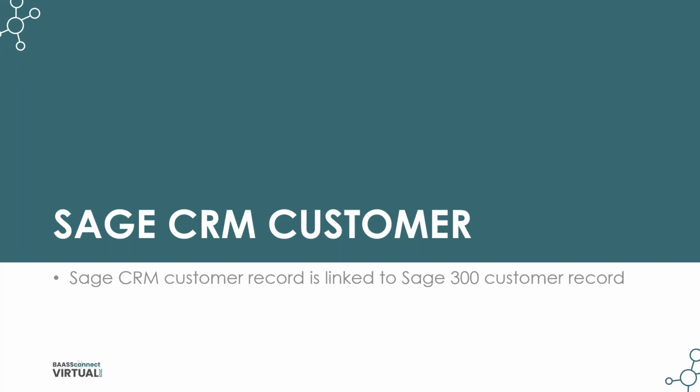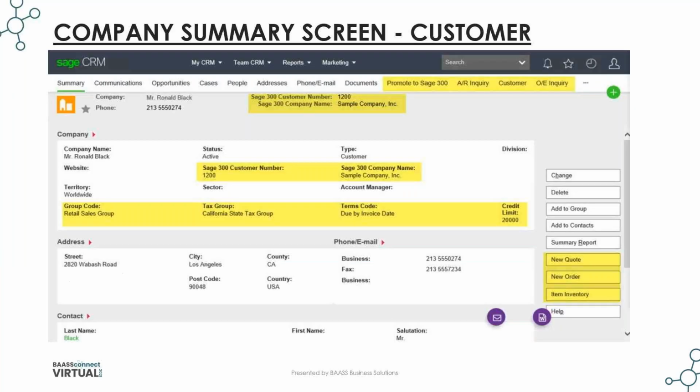When Sage CRM is successfully integrated with Sage 300, some existing Sage CRM screens, like the company summary screen and opportunity screens, are updated and new features are added which will enable you to view and add information to Sage 300. You can also see new tabs and screens appear in the company context. So let us now see what tabs are added in the company context. We have the Promote to Sage 300 tab, AR Inquiry tab, Customer tab, and OE Inquiry tab.